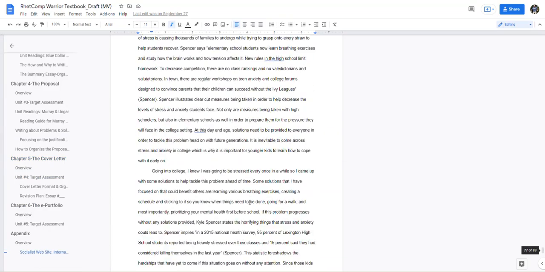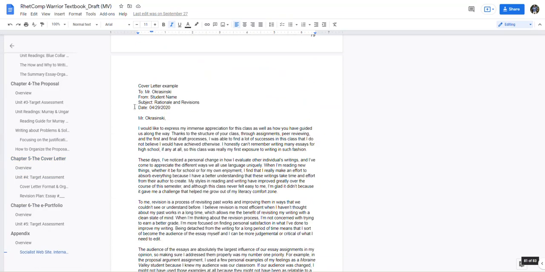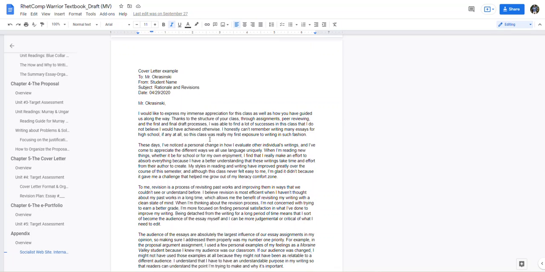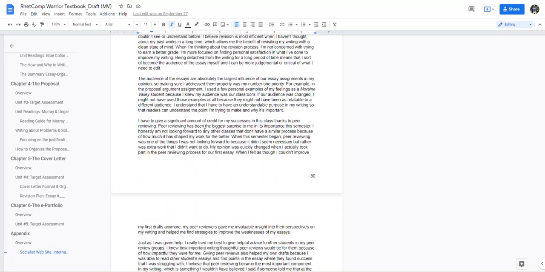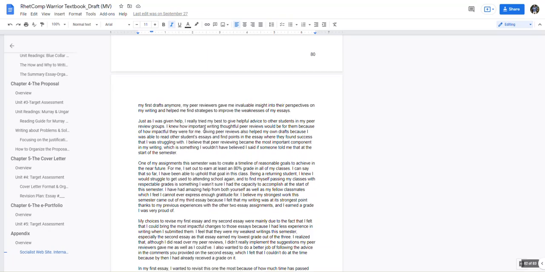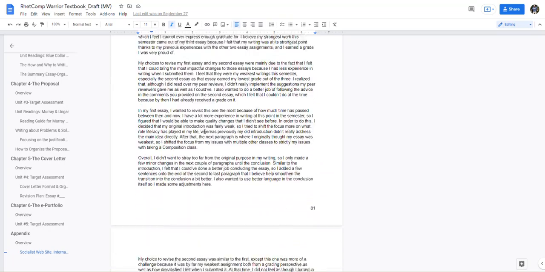Okay, so let me get down to the cover letter. Here, memo format. It's going to look like this. Single space. No first line indent. This is not an essay format. This is a cover letter format. All right, so as you see here, chunks of information with some white space in between the paragraphs. Be sure that yours looks like this.